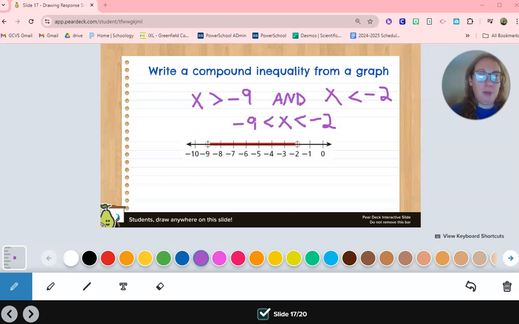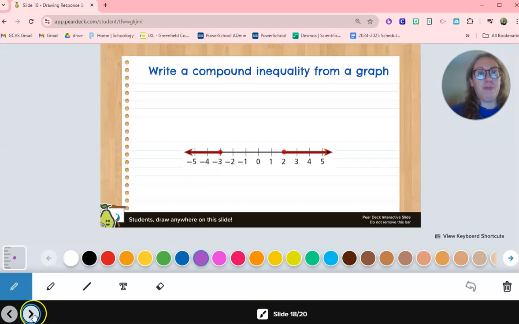And when you're ready, push ahead to slide 18. Another compound inequality here to write. We see two closed circles here. We see a closed circle on -3, and we see a closed circle on 2.